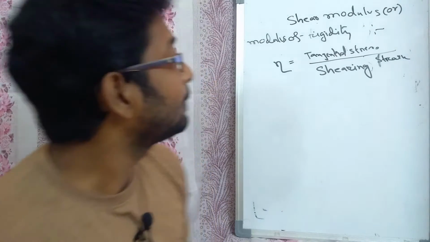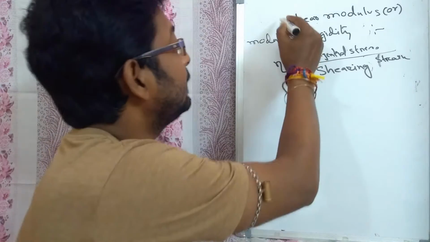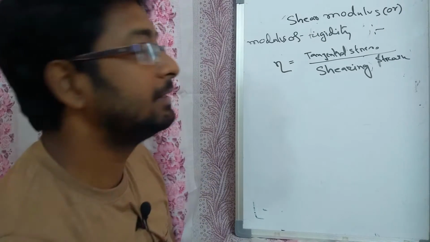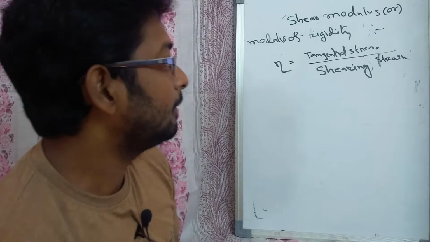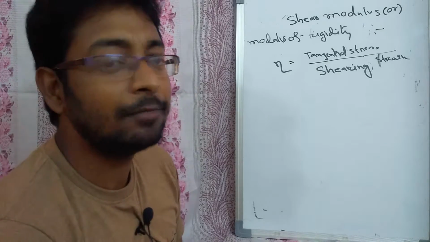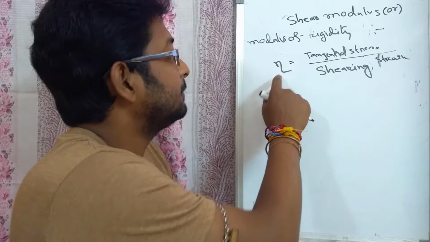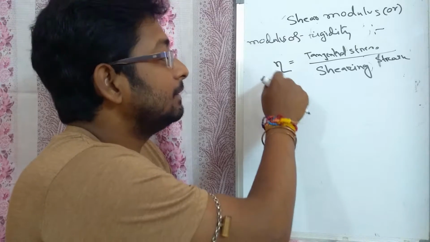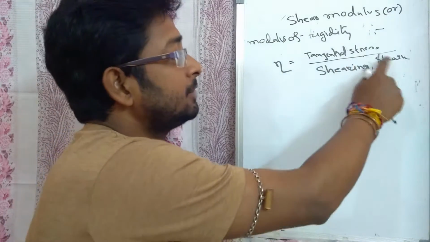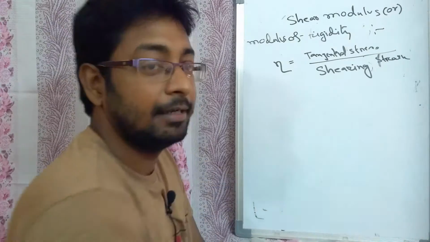So in this video, I am going to discuss the shear modulus or modulus of rigidity. This is also a type to measure the elasticity of the material. So what is the formula for modulus of rigidity? We can say that it is eta equal to tangential stress by shearing strain.